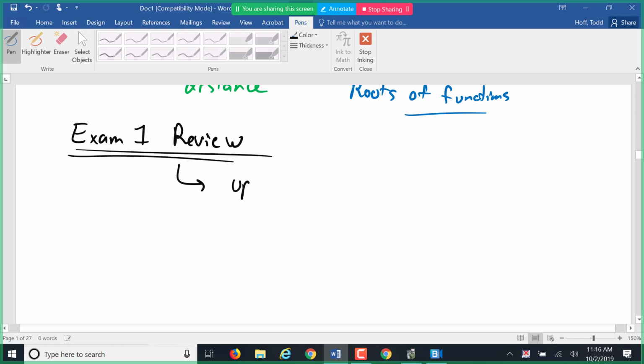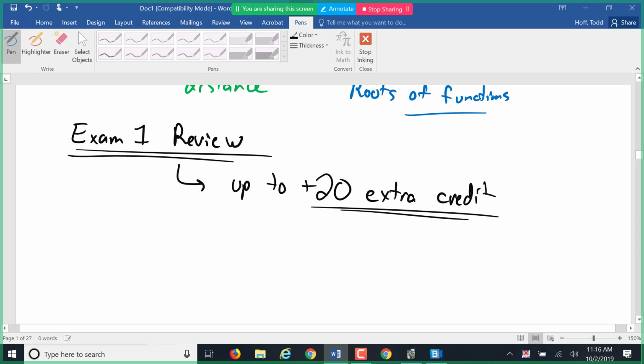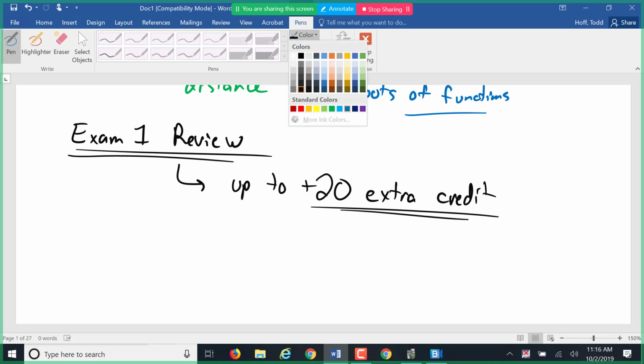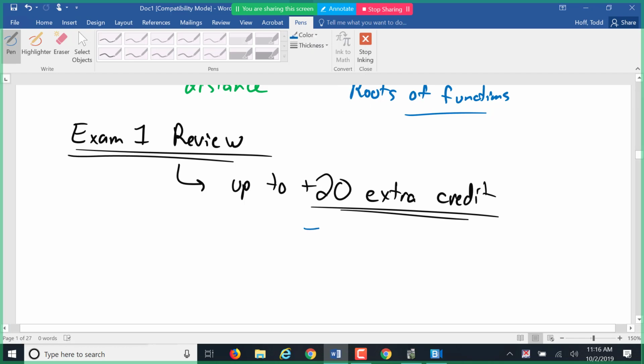That is worth up to, if you complete that, 20 points extra credit. I prefer that you have it done before you take the test if you're going to use it for studying, but I won't grade it until next Wednesday. So after class next Wednesday, I will go through and I'll see who has completed that, and that'll go in as their 20 points. Any questions?